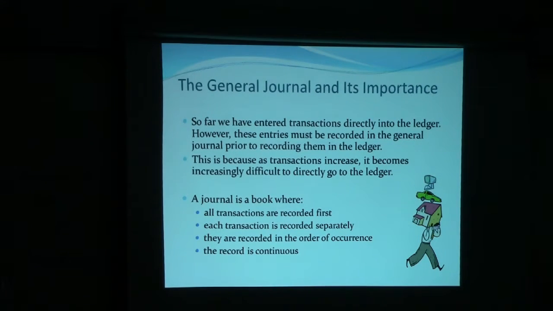In the journal, you keep a record of the entries as they happen. So a journal is a book where all transactions are recorded first. This is where all your transactions are recorded with debit and credit. Each transaction is recorded separately, so you don't mix them like the T accounts, and they are recorded in the order of occurrence, as I mentioned. The journal is continuous, which means that it doesn't stop when the year ends. It just keeps on going from the beginning of the business, or if the business doesn't end, it just continues.